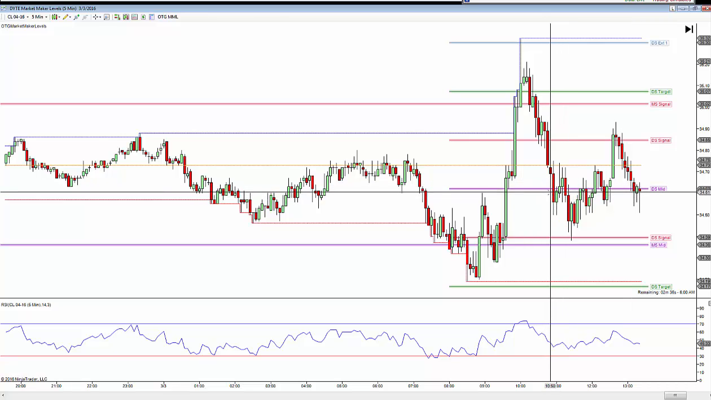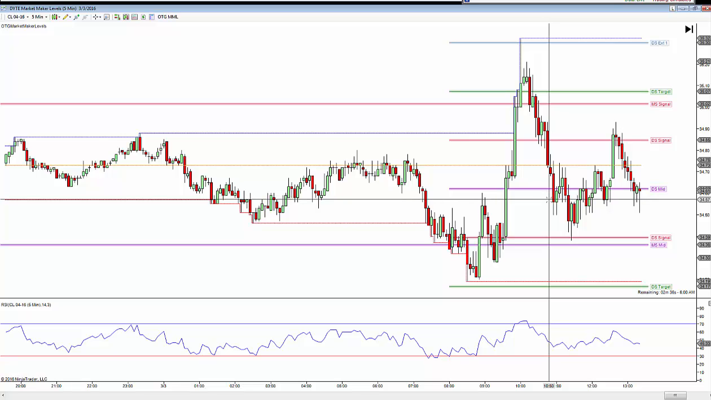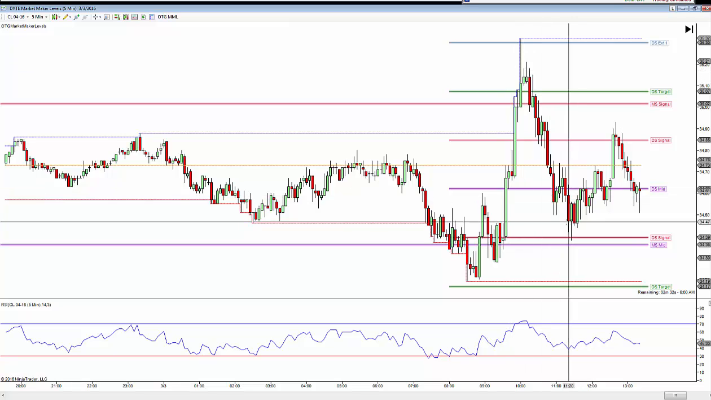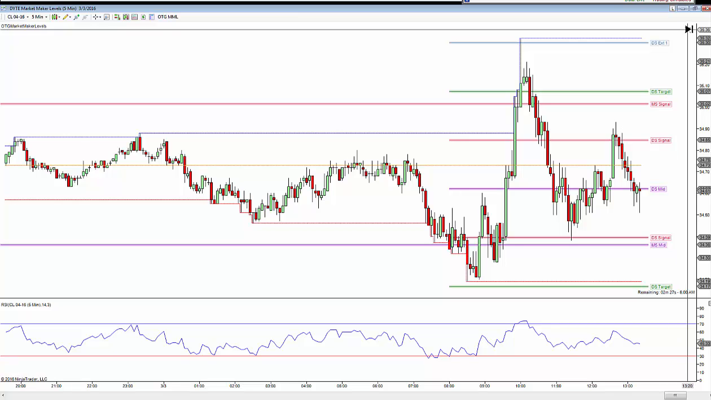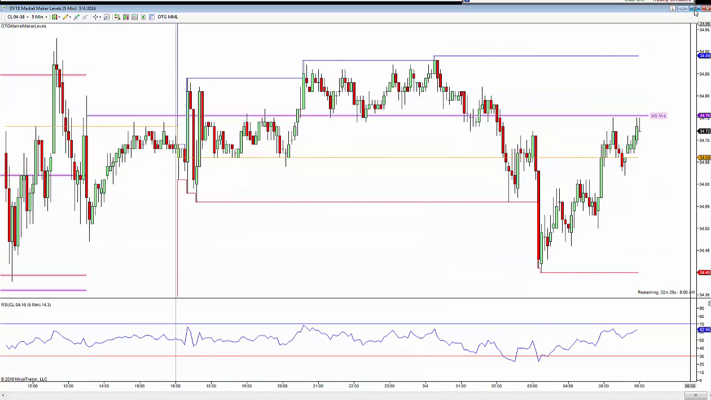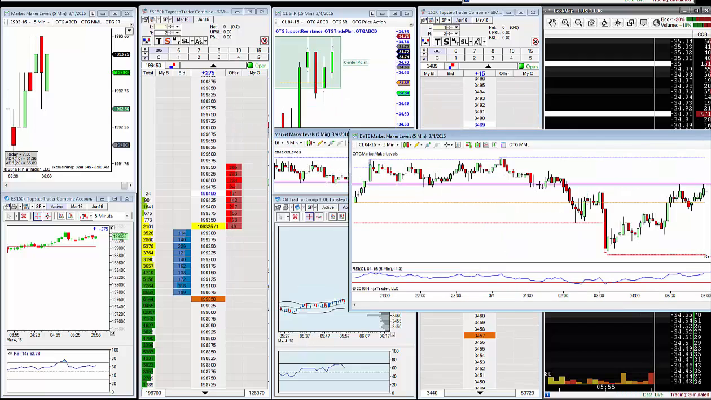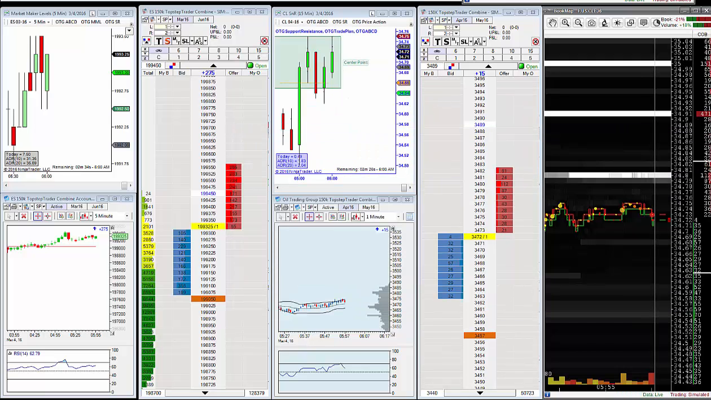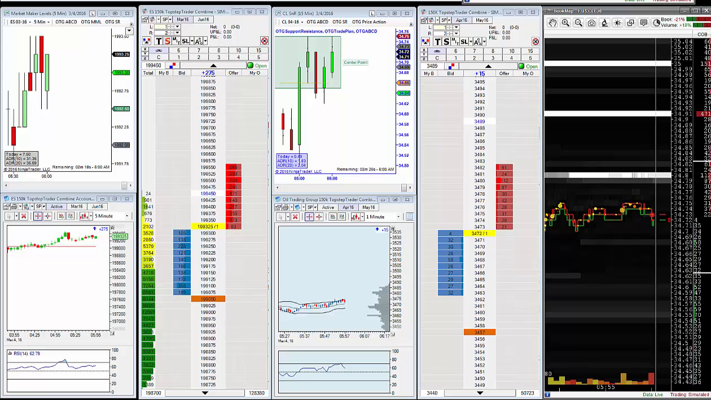But we went all the way down into 34.57. That was our final target. And so that's what the CL trade of the day is. So we ended up 70 ticks, $700 on the CL, and we ended up at $562 on the ES. So it ended up being a really nice couple of trades here.